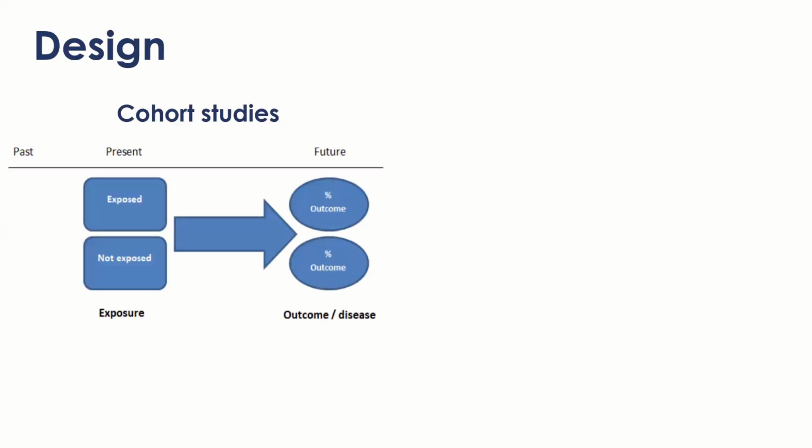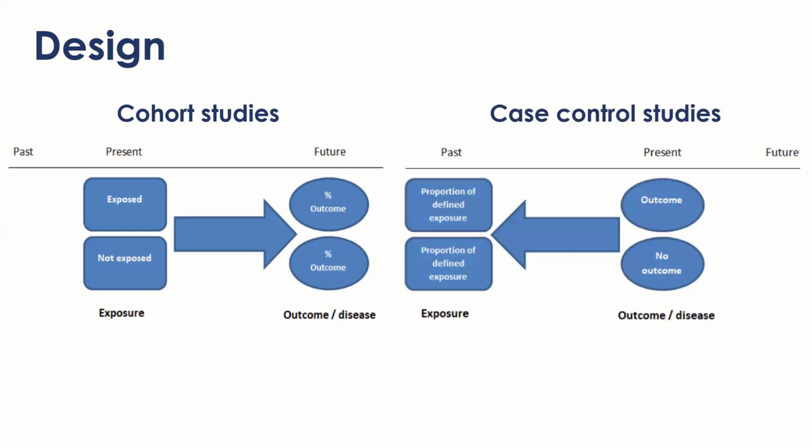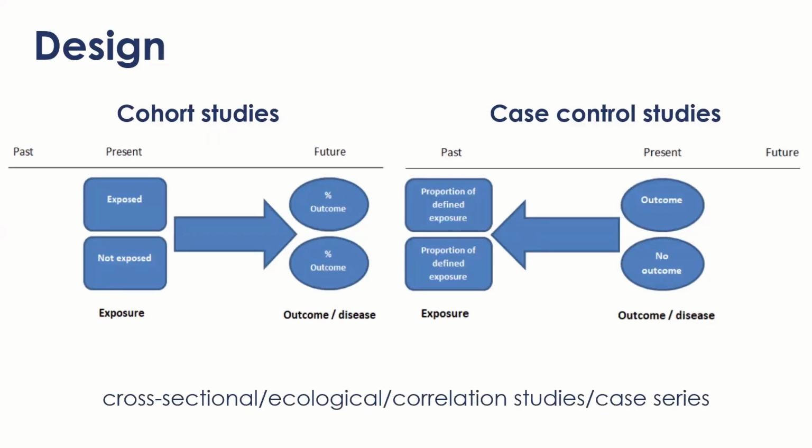Starting with design, we can have cohort studies, which are usually prospective, where we have an exposed and an unexposed population, and we follow the participants in time to see if they're going to develop an outcome or not. But we can also have case control studies, which are way more frequent in real-world studies, where we go retrospectively and see the proportion of patients with an exposure that develop the outcome or not. Those are just two examples. We can also have cross-sectional studies, ecological studies, correlation studies, or even case series.